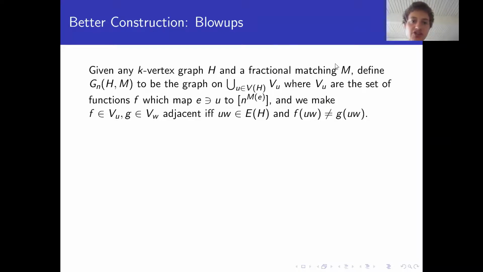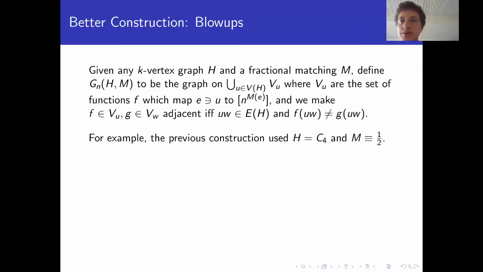For these 2 parameters, H and a fractional matching, we'll let G(n,H,M) be a k-partite graph whose parts are indexed by vertices of the base graph H. And the vertex sets are going to be all the functions f, which map edges containing the vertex u to the integers from 1 up to n to the fractional weight of e. And we'll make 2 functions adjacent to each other if and only if there's an edge between their corresponding vertex sets back in the base graph H, and if on this common edge, F and G disagree on the bound.